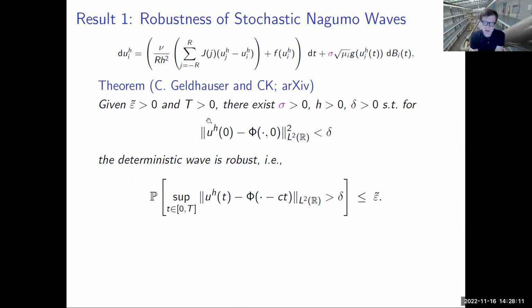It says that if the noise is sufficiently small, and if the discretization is sufficiently fine, and if the initial condition of my stochastic equation is sufficiently close to a deterministic traveling wave, so that's what this assumption says, then the deterministic wave is robust, meaning that my stochastic solution stays close to my deterministic traveling wave solution, at least for a certain amount of time. So the probability that it deviates from that solution in a reasonable norm like L2 is actually small. So this is not surprising.